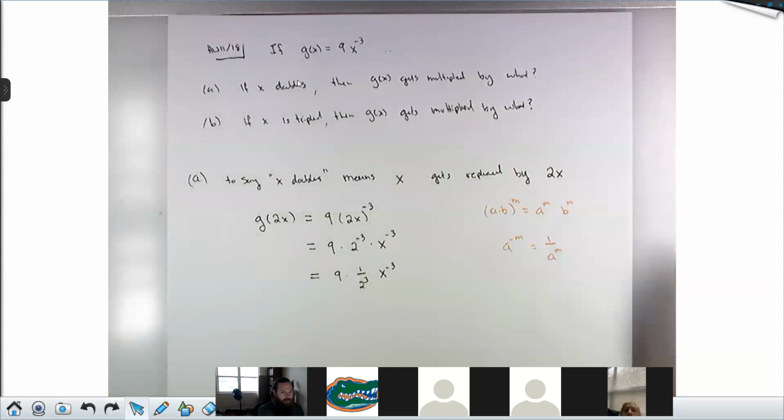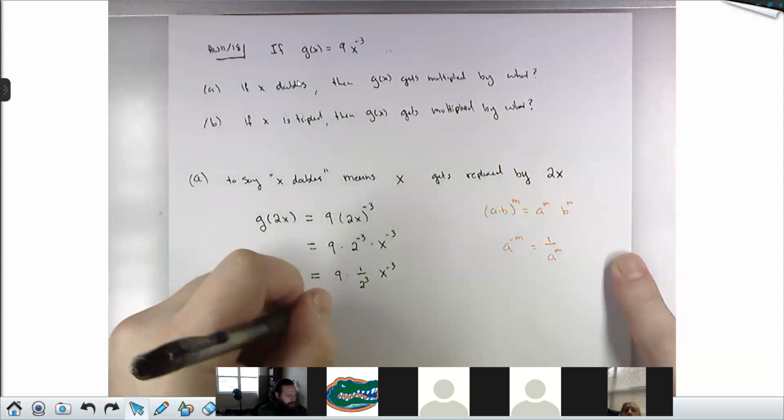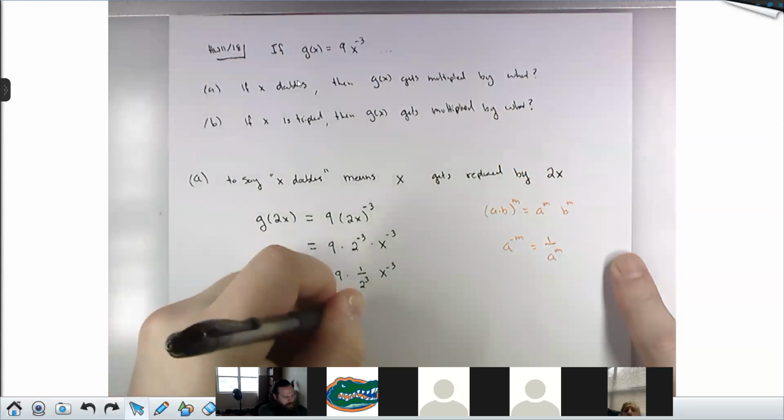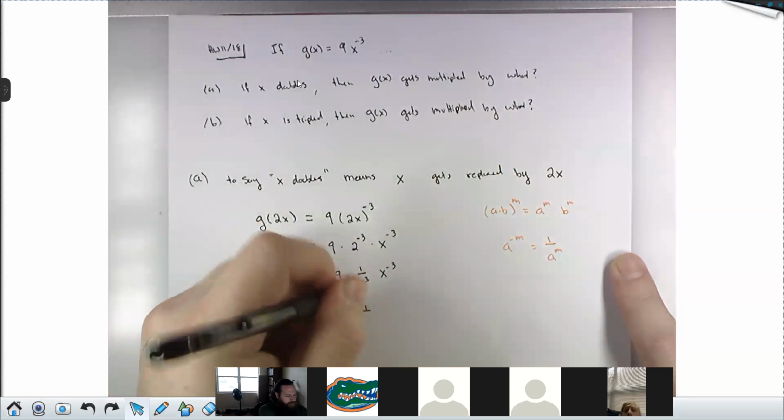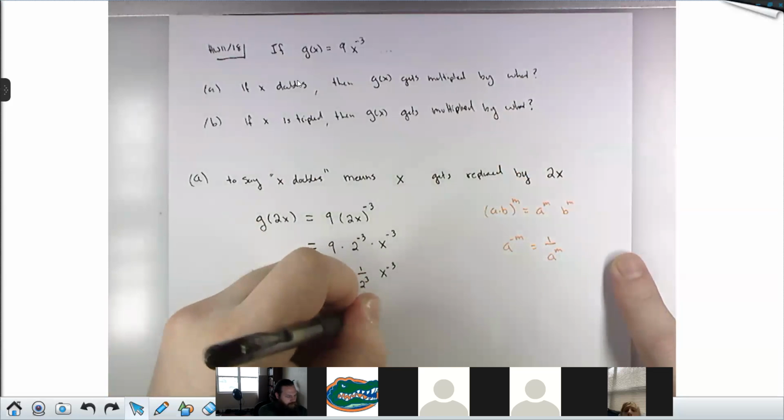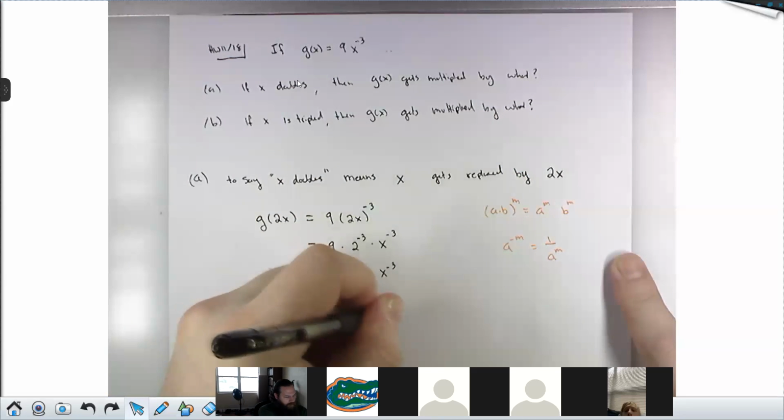This second rule wasn't on the last page because the last one we didn't have any negative exponents to deal with. So this is 9 times 2 cubed, which is 2 times 2 times 2. That's 8. So this is 1/8 times x to the negative 3.